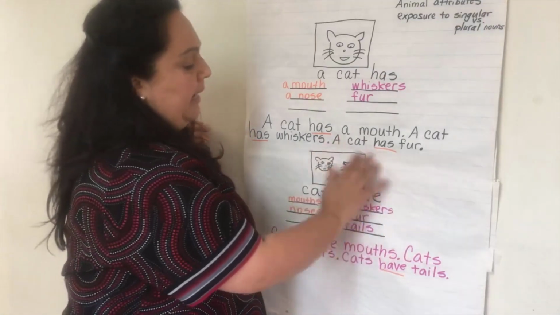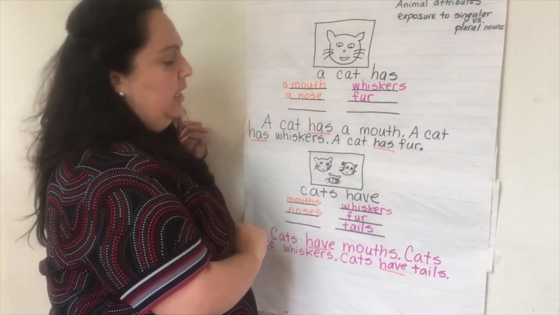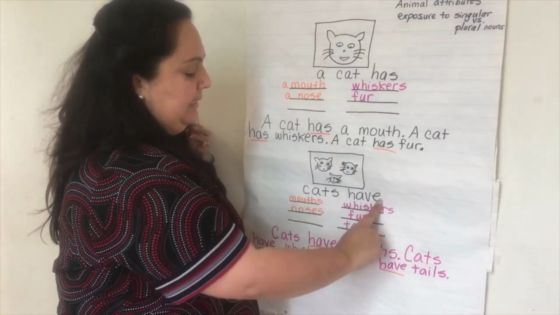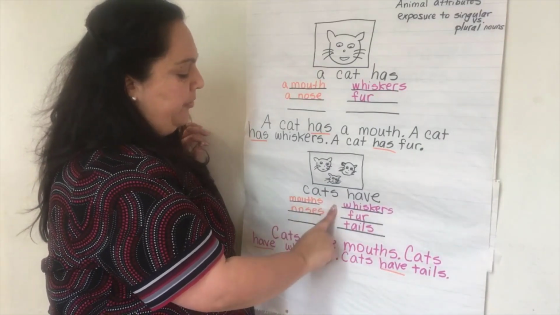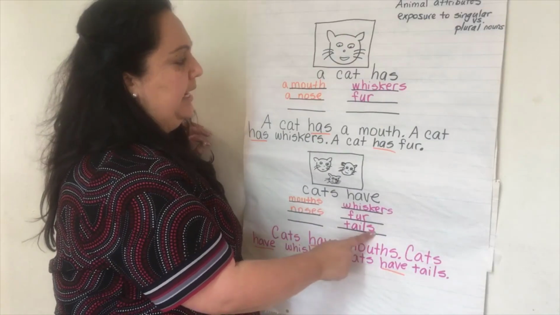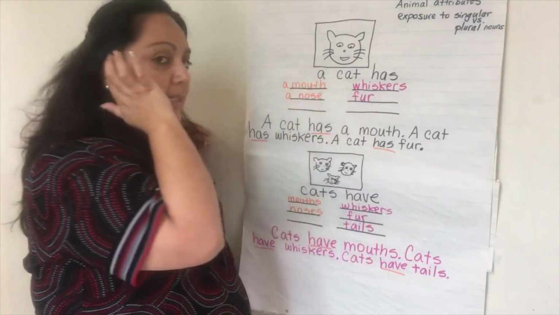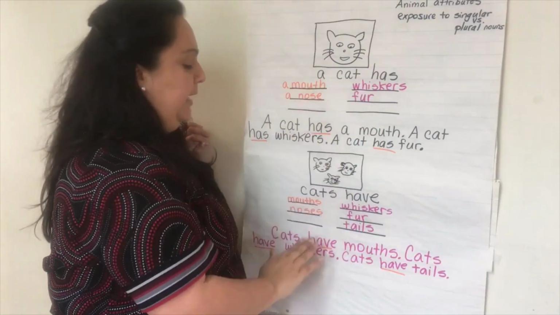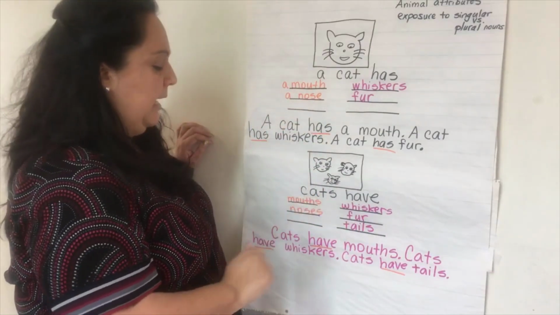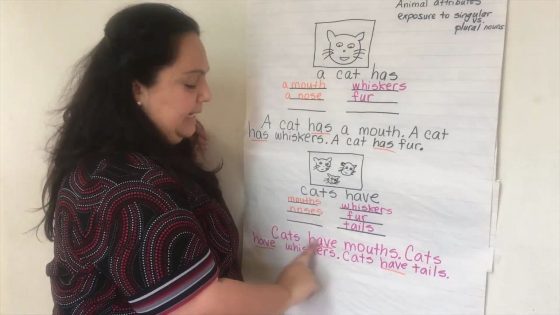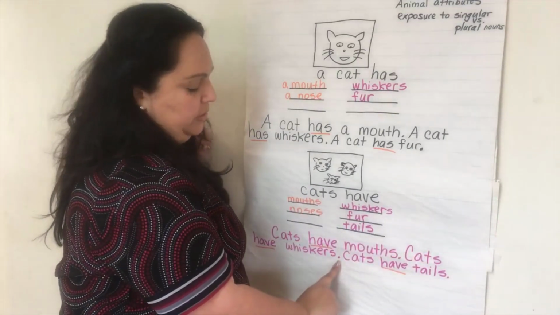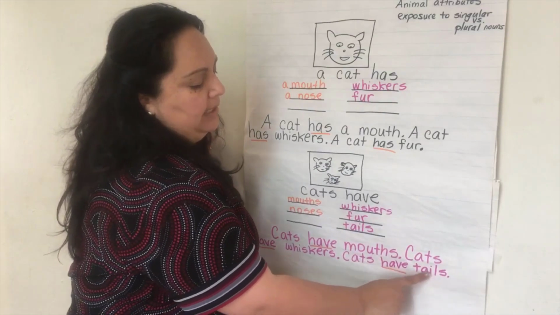So here at the bottom, I have a couple of cats. So instead of a cat has, it's cats have. And here I put mouths, noses, whiskers, fur, tail. So I'm using the same words basically, and I'm changing them if they need to be changed because of plural or singular. And then you'll see it says cats have mouths, cats have whiskers, cats have tails.